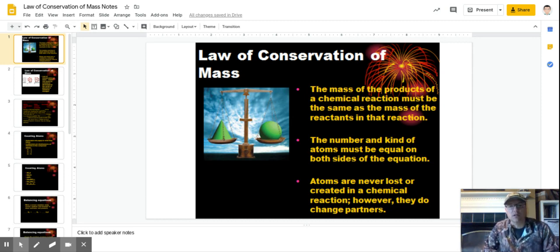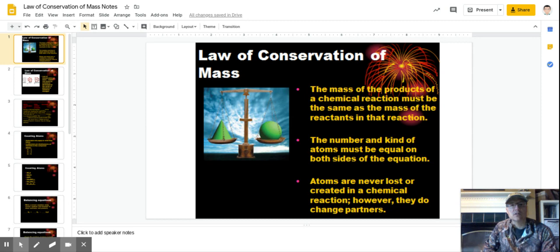When you look at the image that I have here on the screen, the ones on the left can represent the reactants, and the ones on the right can represent the products. Notice that they are balanced because they're on a balance. We've been talking about equations, and equations list the atoms and the numbers of those atoms that are involved in the reaction. In accordance with the law of conservation of mass, the number and kind of atoms must be equal on both sides of the equation.